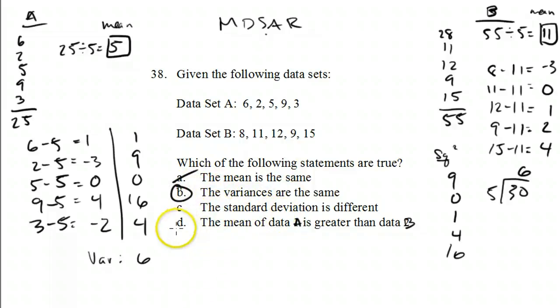And just so you can see this, for the standard deviation, if I took the square root, well, obviously if I take the square root of 6 for both of them, they'd be the same also. So they wouldn't be different. So the answer is B.